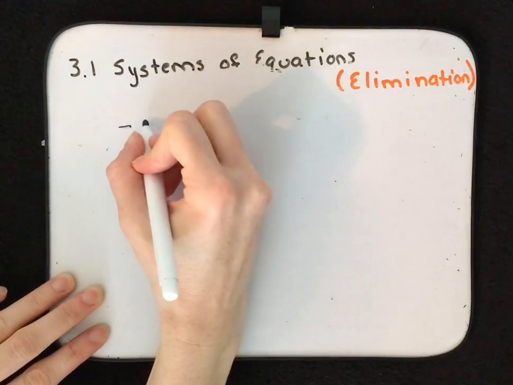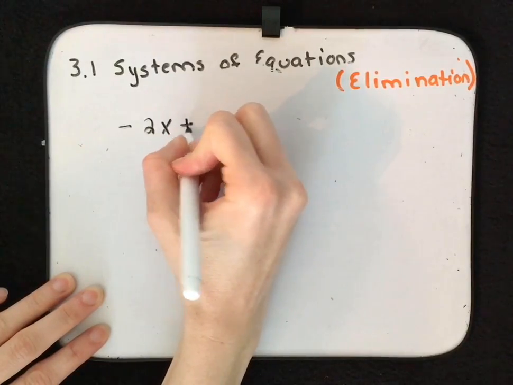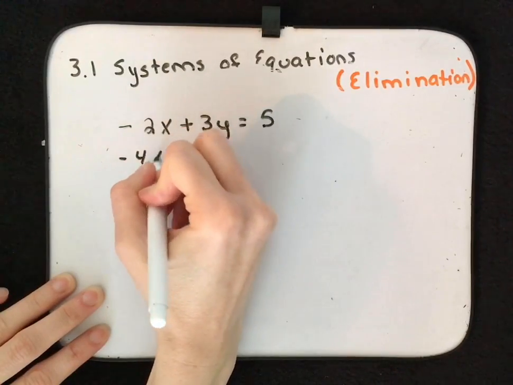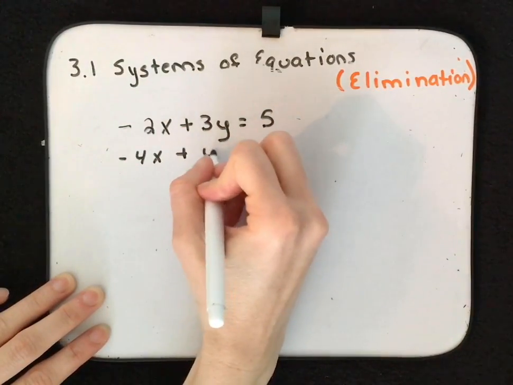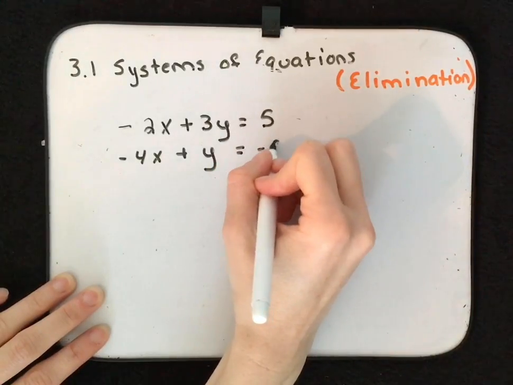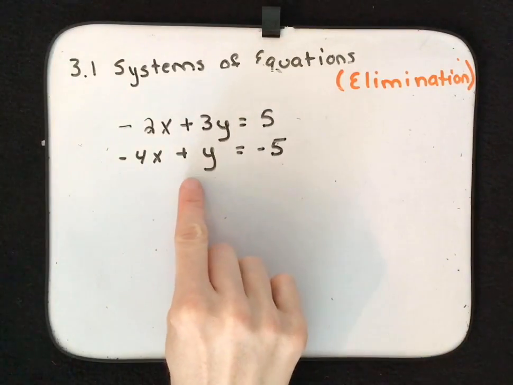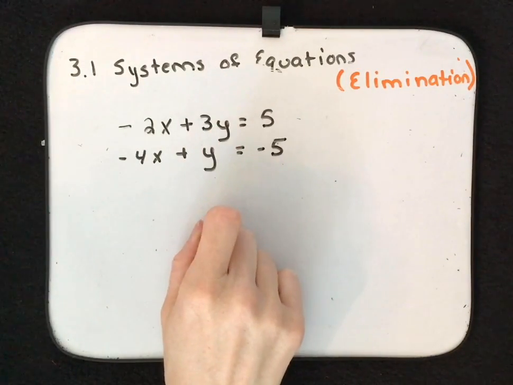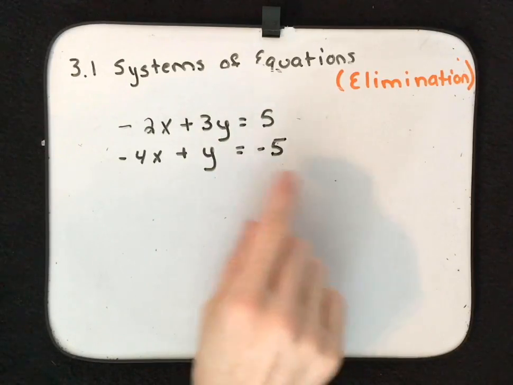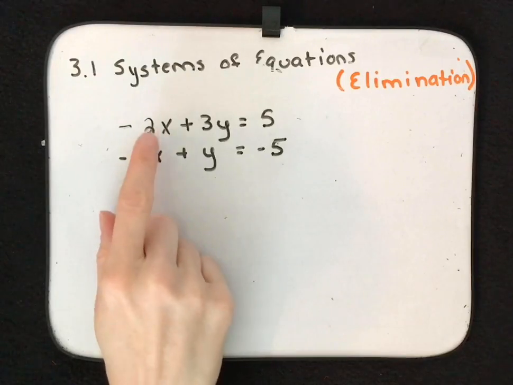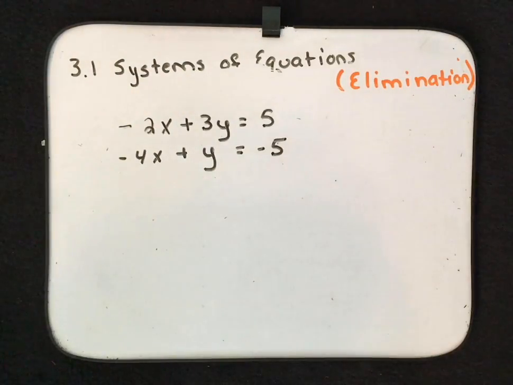Let's look at negative 2x plus 3y equaling 5, and negative 4x plus y equaling negative 5. Lots of different ways to go about this. You could solve this for y right here and use substitution into this one. You could multiply the entire bottom equation by 3 to get these to match. You could multiply the entire top with the 2 to get these to match. It does not matter which way you go about it. You'll get the same thing each way as long as your algebra is correct.